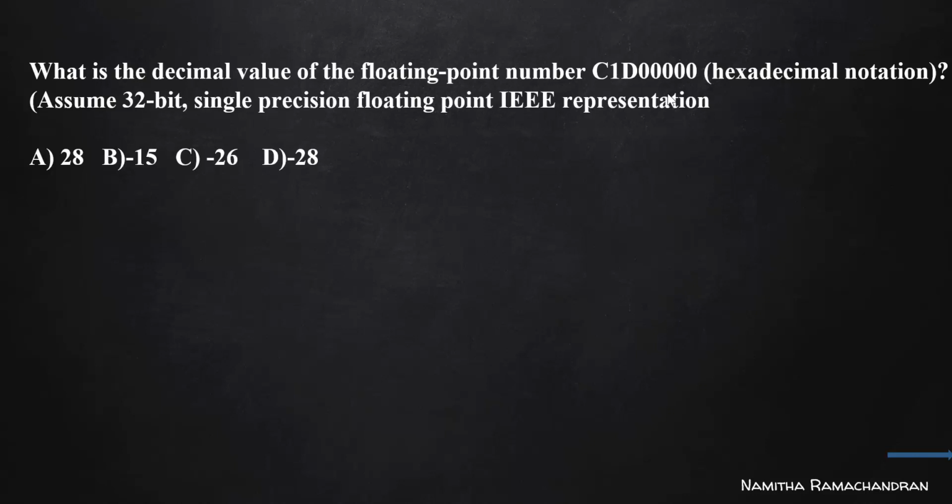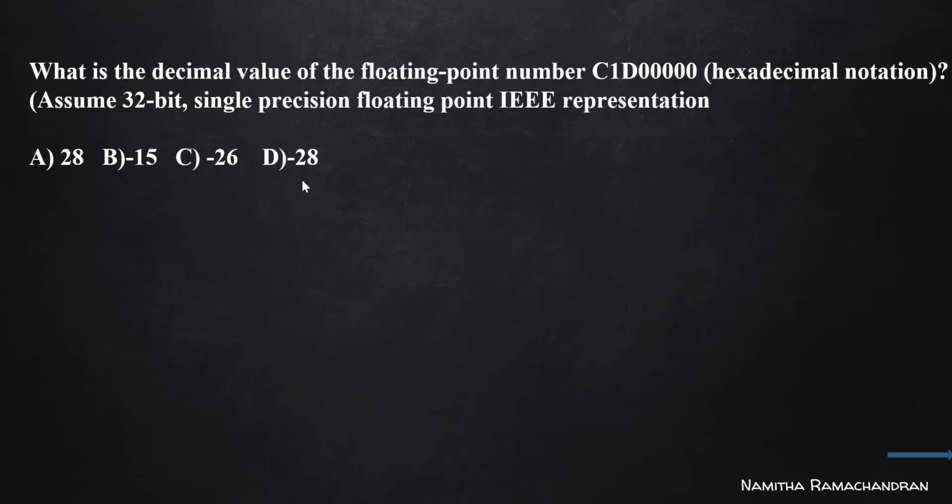So this is the hexadecimal representation of that particular single precision 32-bit IEEE representation. We need to get the decimal equivalent of the corresponding number. The options are given like 28, minus 15, minus 26 and minus 28.